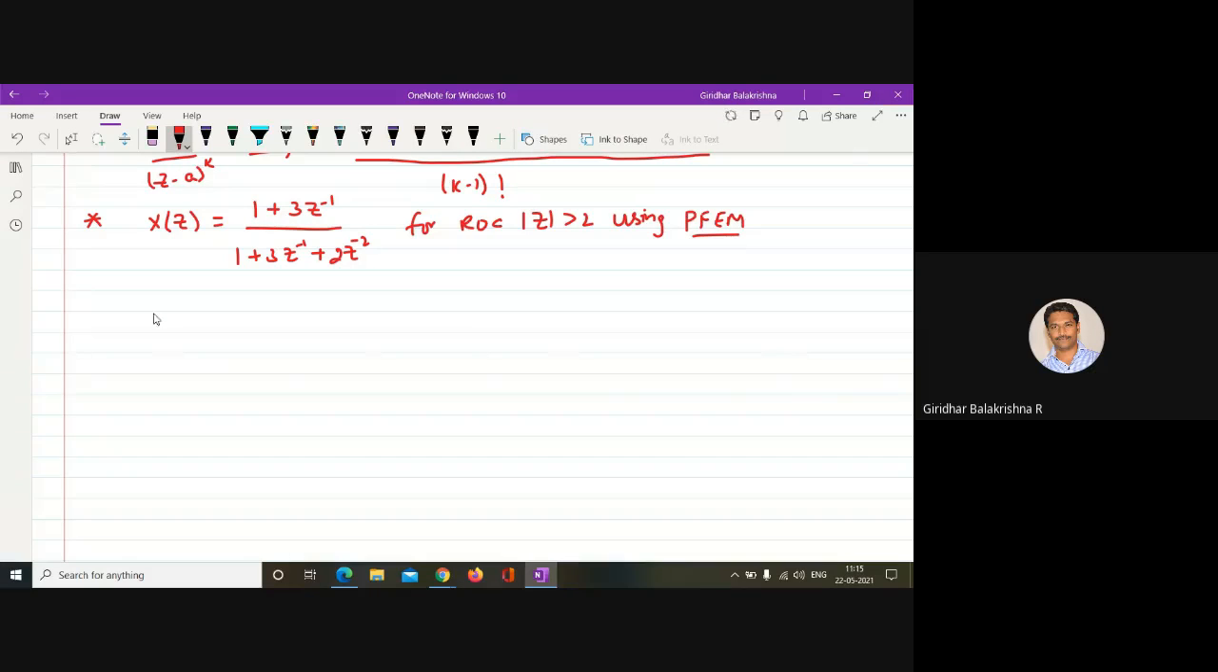Using partial fraction expansion method. So to apply partial fraction method, what is the first step? What is the first step?